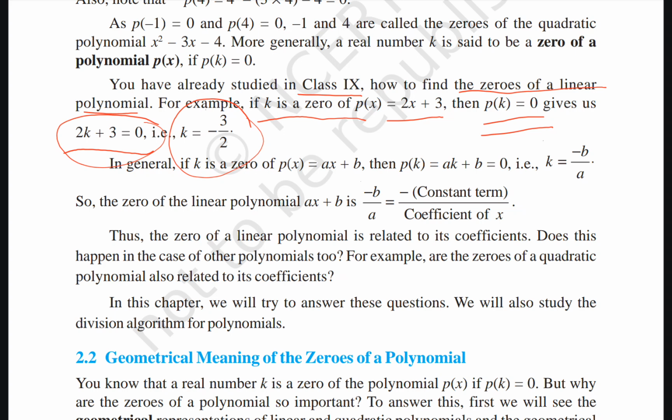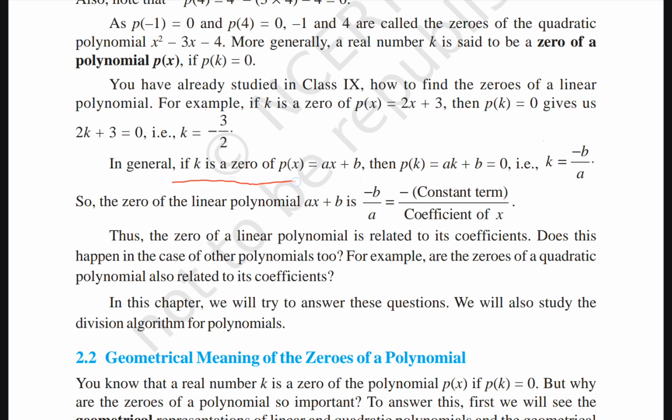So in general, if k is a zero of p(x) equal to ax plus b, then p(k) is equal to ak plus b, and ak plus b is equal to 0. So from here you can find the value of k as minus b upon a. So the zero of the linear polynomial ax plus b is equal to minus b upon a. What is minus b? Minus b is the constant term, upon the coefficient of x, which is a.